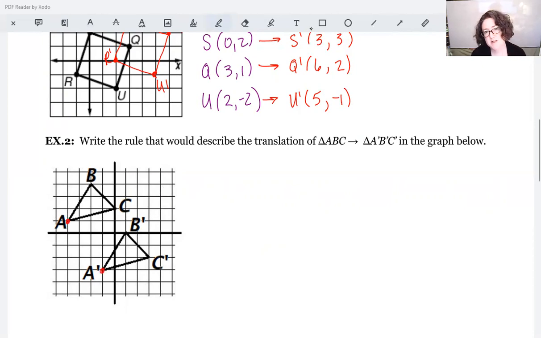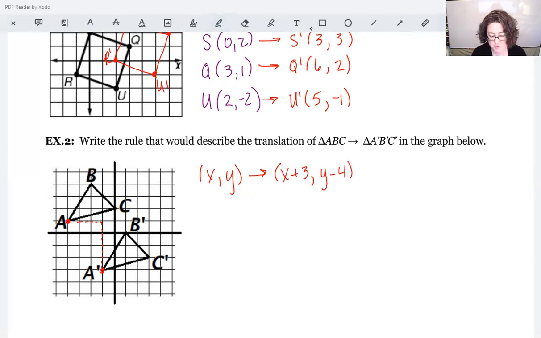So what happened? How far does it have to go to get there? Well, in my X direction, it has to go over 3. In my Y direction, it has to go down 4. So how would we describe that if we changed our XY coordinate and we just said that it had to go to the right 3? What do we do to the X? Add a 3. If it had to go down 4 in the Y, subtract a 4. So let's see if that works.